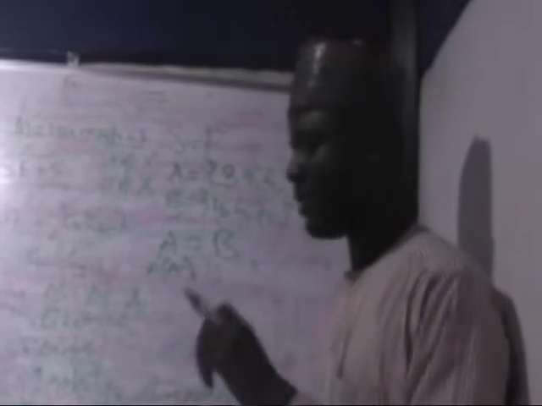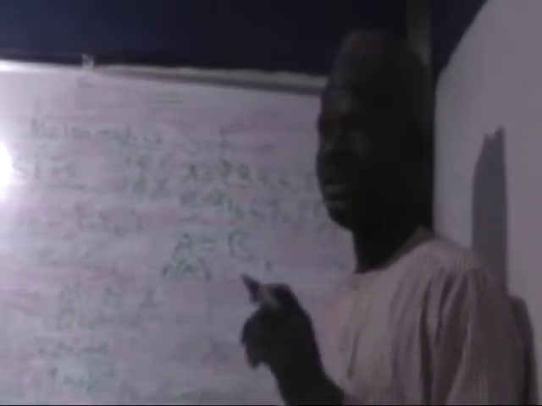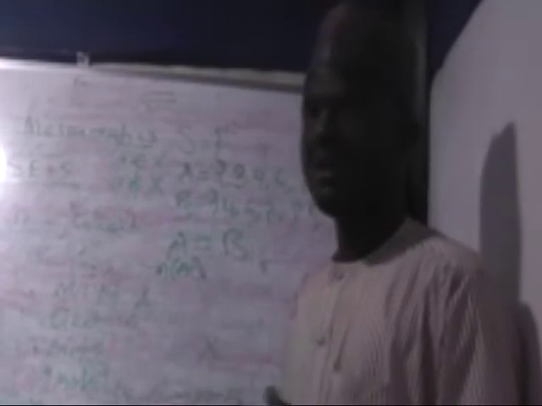The next type of set is empty set. When we say empty, we mean nothing is there. So a set that contains no element is called an empty set. A set that has no element is called empty set. This empty set can also be referred to as a null set or a void set. Those are the other names we give to an empty set.